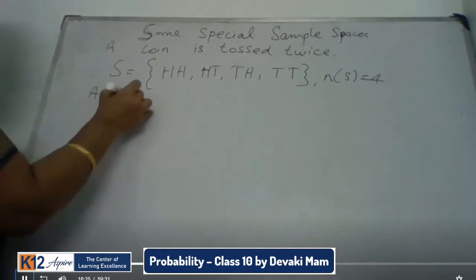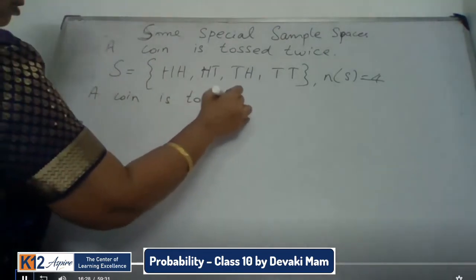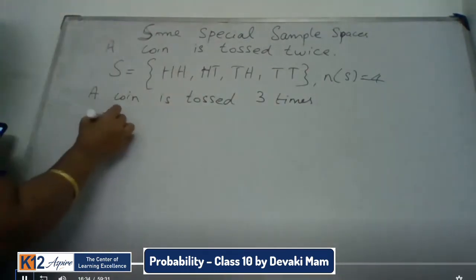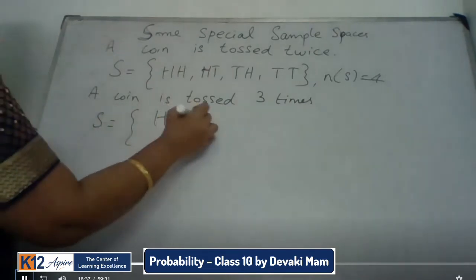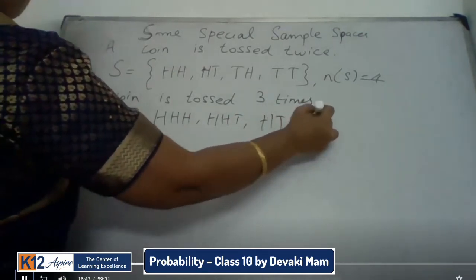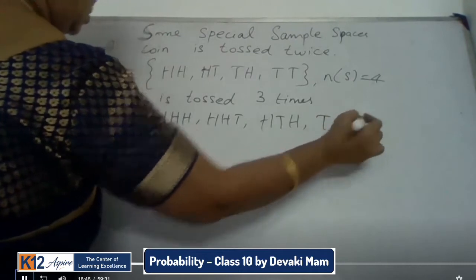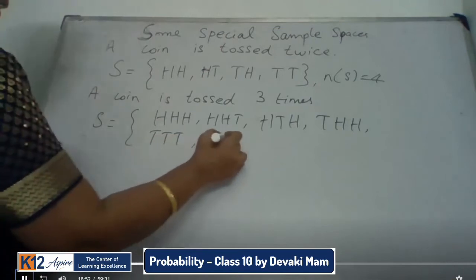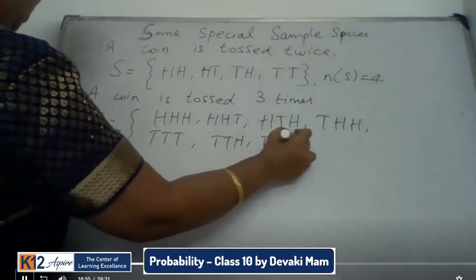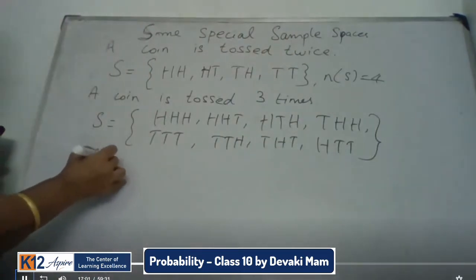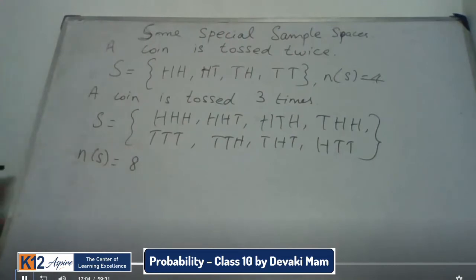Suppose a coin is tossed 3 times. So S will be HHH, HHT, HTH, THH, TTT, TTH, THT, HTT. Now n(S) is equal to 8. So these are some other special sample spaces we have seen.